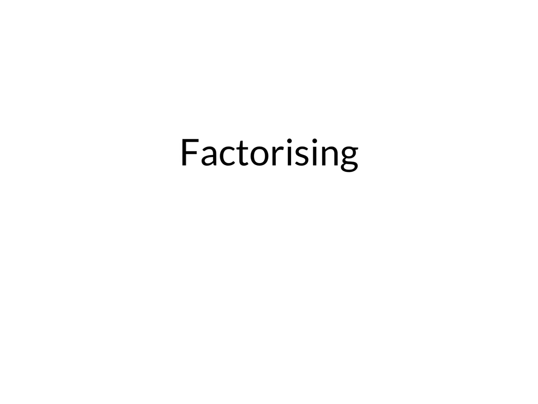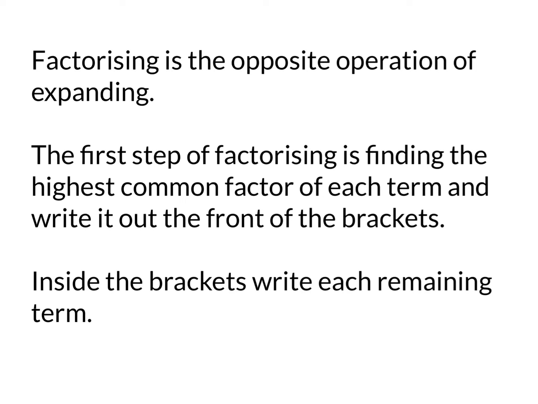Welcome to Factorising. So we're going to have a look at factorising, which is the opposite operation of expanding. The first step of factorising is that we find the highest common factor of every term that's there. Now we're going to focus on just having two terms, but there could be more terms that we could look at. And what you find as the common factor goes out the front. Inside the bracket, you write what's remaining for each term.